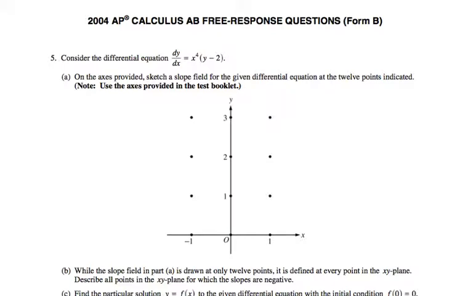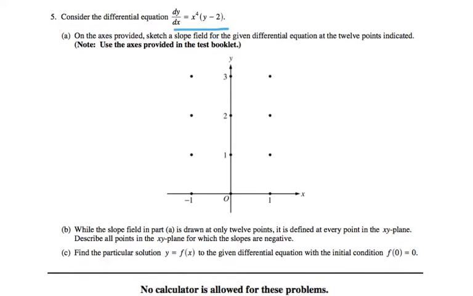So this is the problem that you were given for over the weekend. It gives us a differential equation here, dy/dx equals x to the fourth times (y minus 2). The first thing it asks us to do is to sketch the slope field for the 12 points indicated. So this differential equation gives us the equation that will help us find the slope for any x and y value. So to sketch the slope field, all we're going to do is plug in x and y.